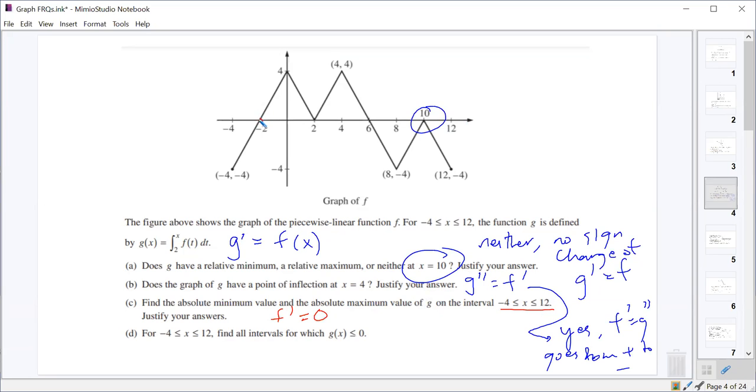Sorry, not when does f prime equal 0, but when does g prime equal 0, which is f. So that'd be here at -2, then here at 2, here at 6, and here at 10. But we know for sure that there isn't a max or a min at 10 because there's no sign change, and the same thing at 2 because there's no sign change of f, but there is a sign change of f at -2 and a sign change of f at 6.